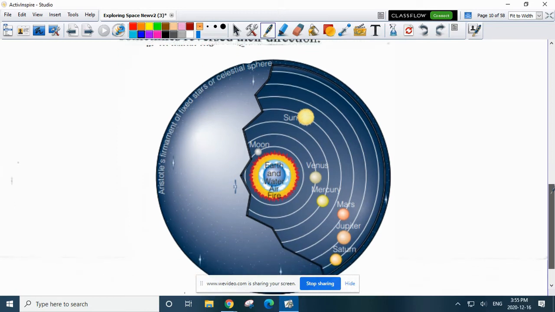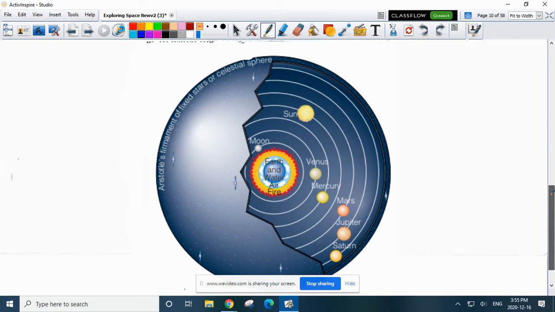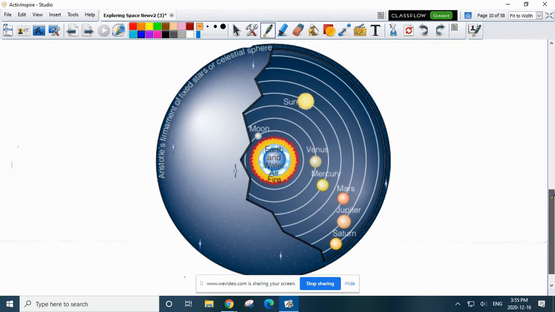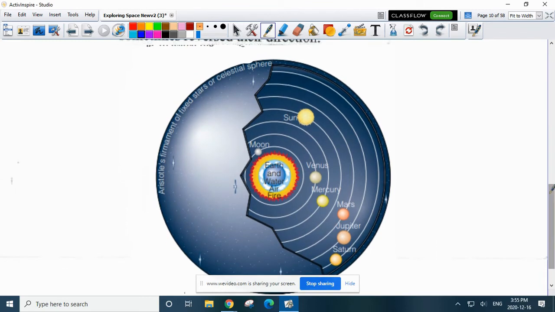Okay, and so there's that model, and of course, air, fire, water, and earth, part of the old way of thinking. Good model, though, just not correct.